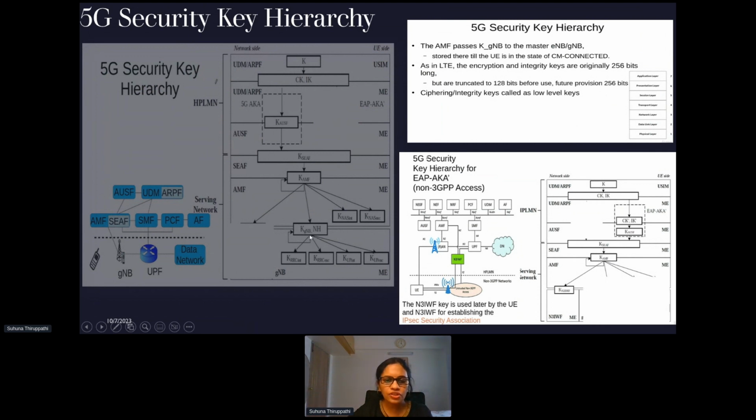It also generates the gNode B key as well. From the gNode B keys, RRC integrity and RRC encryption keys are generated. Similarly, user plane encryption and user plane integrity keys are being generated. So this is the 5G security key hierarchy being generated. This is for the 5G 3GPP standard. For non-3GPP, additionally, the N3IWF key is generated apart from the other keys.